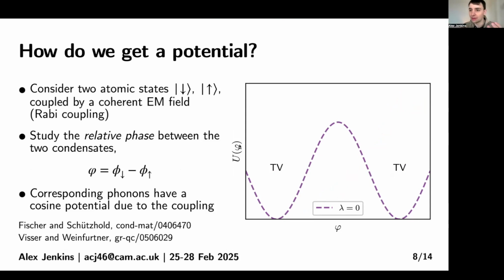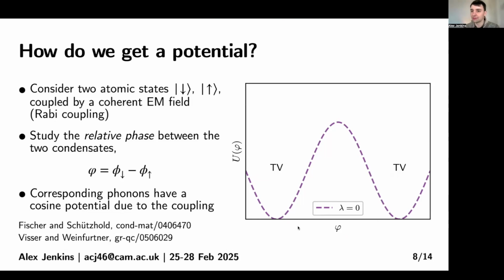So concretely, you could imagine two different hyperfine states of the same atomic isotope. And if you shine a light on them with the right frequency, then you can transition between these two different states. So we get what's called a Rabi coupling. Now, it turns out if you study the relative phase between these two different clouds, this degree of freedom has a potential that looks like this. So it's a cosine potential.